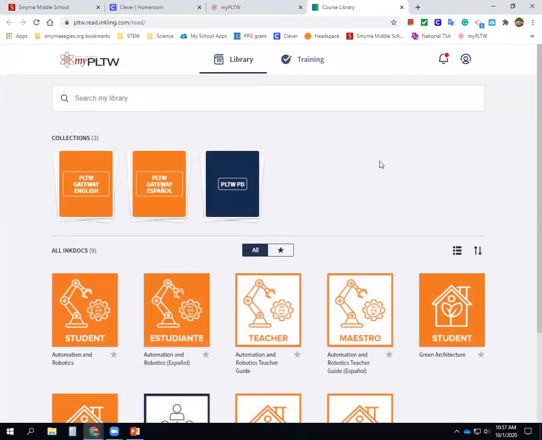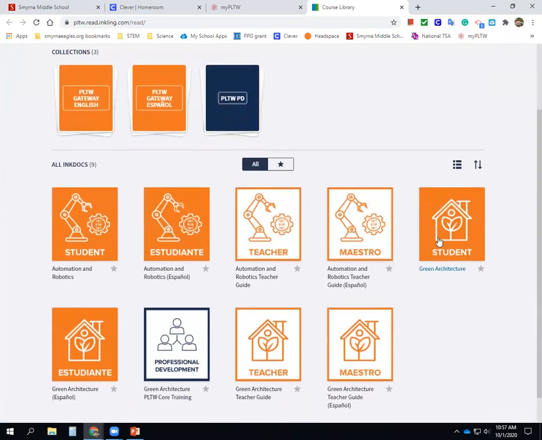Now again, mine's a little bit different than yours because I'm the teacher and I have different classes that I teach, but you're going to go to the orange one that says green architecture. You should have two. There's also a Spanish version. If you'd like to use that, you're more than welcome to. But we're going to the English version, students, orange, green architecture.